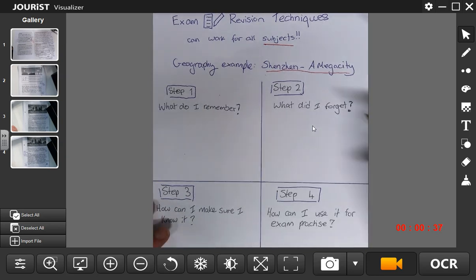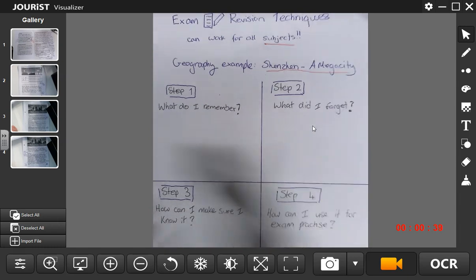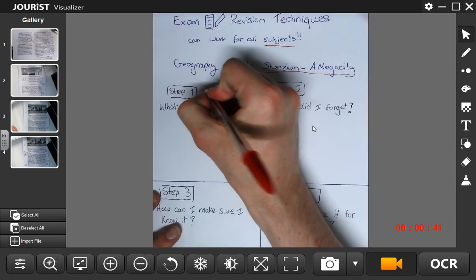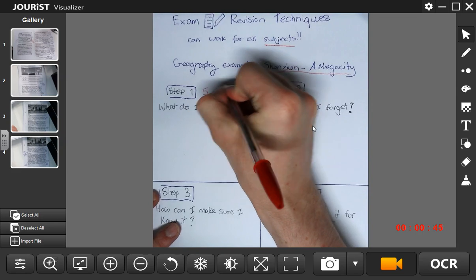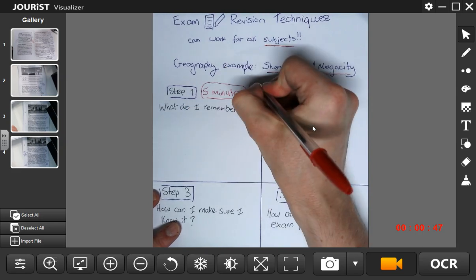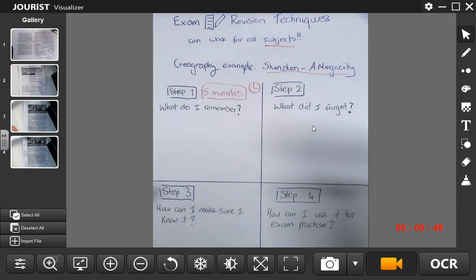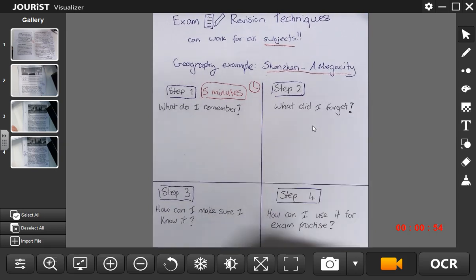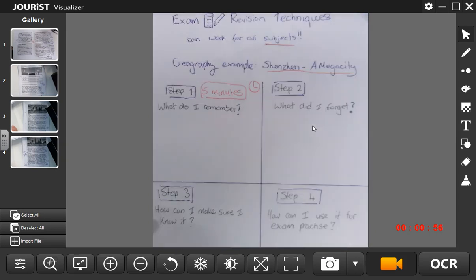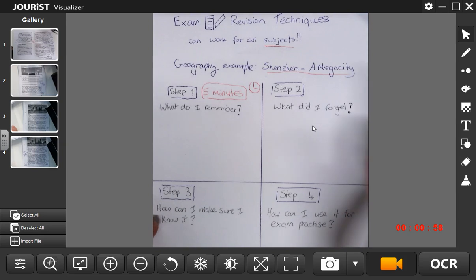So step 1 here is to spend about 5 minutes. So you can annotate here, if you're writing this down, that this would take 5 minutes. So time yourself to mind map, or whatever way you want to do, bullet point, list out, any way you want to visualize the information, what you remember about a topic.